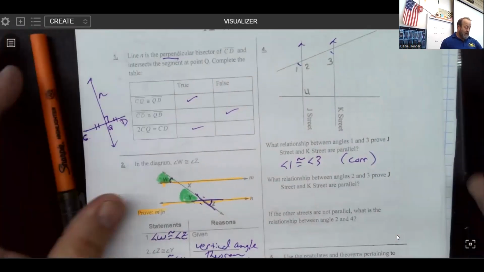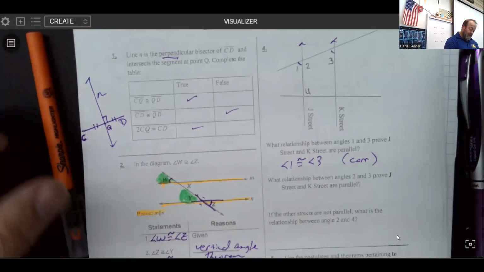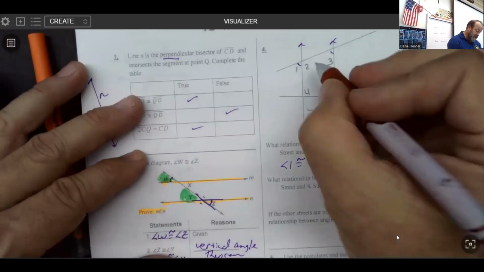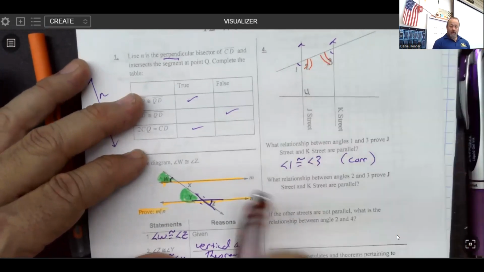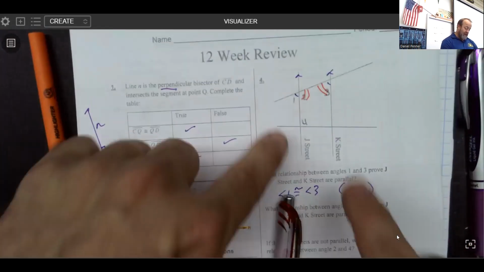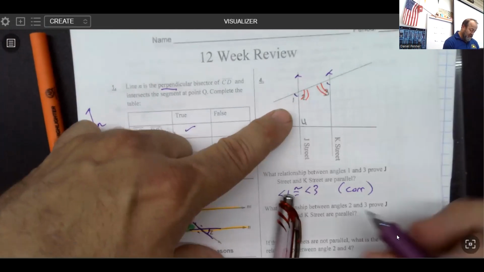Now, if I change colors a little bit, I'm going to go red and we talk about angle 2 and 3 instead. Well, 2 and 3 are definitely not the same. Those are totally different values. They're both on the inside. That's going to be called consecutive interior.